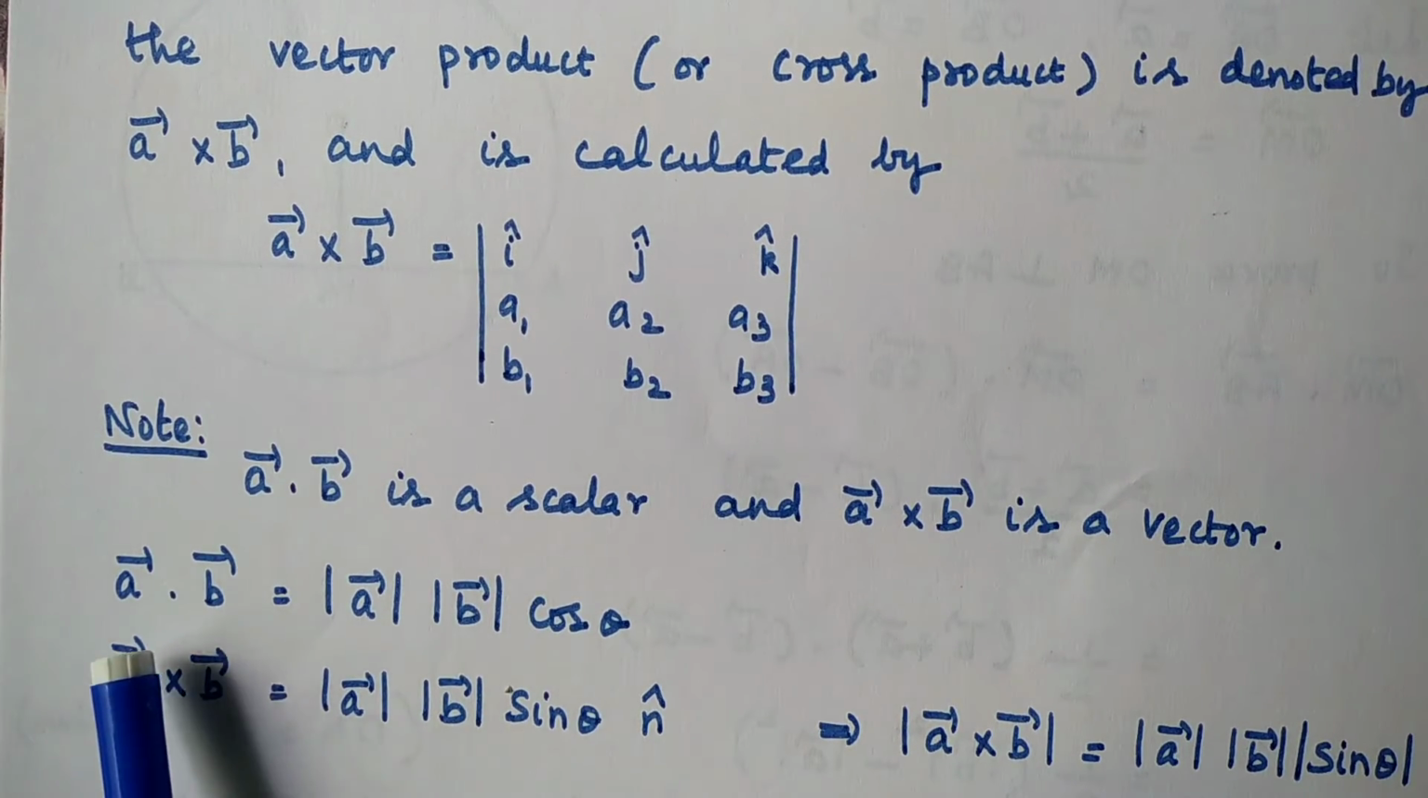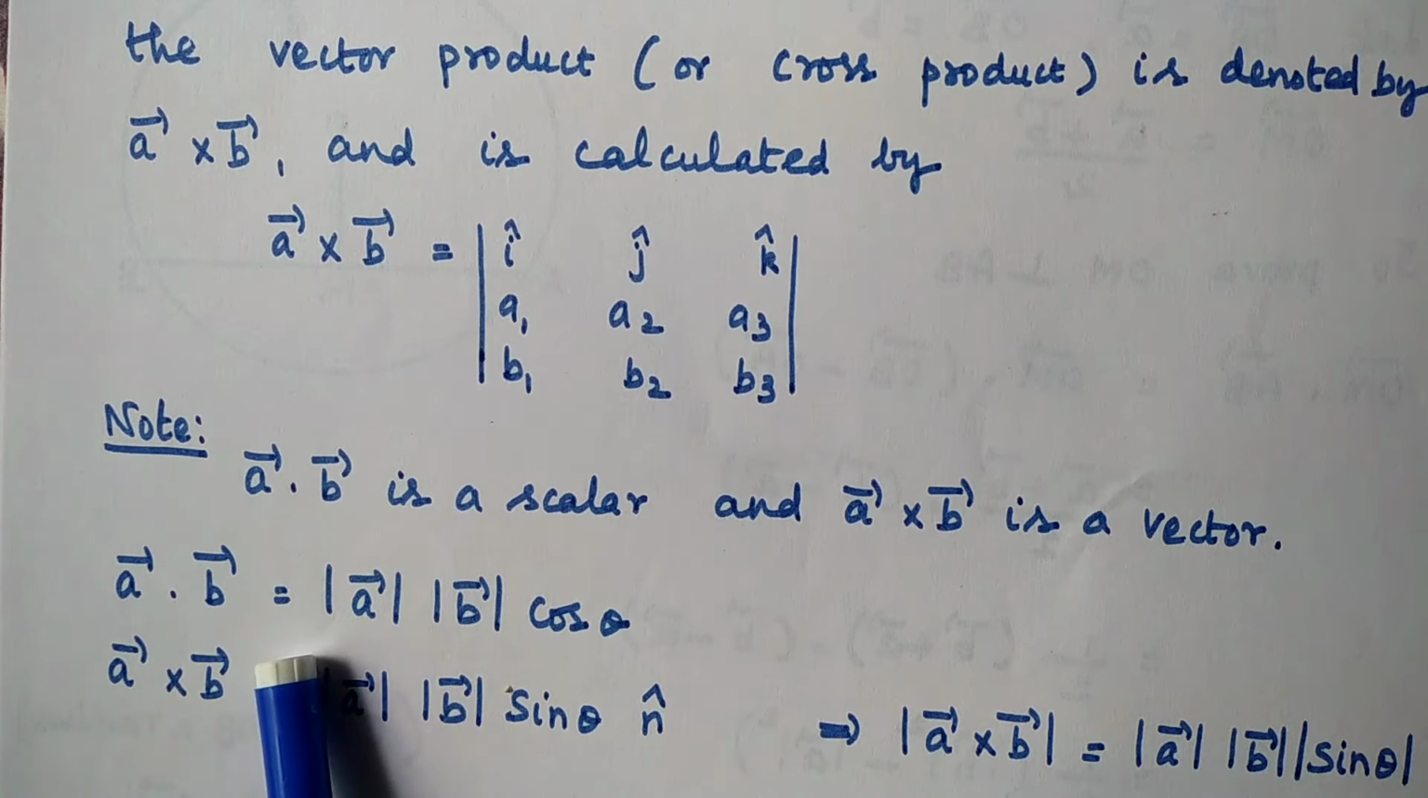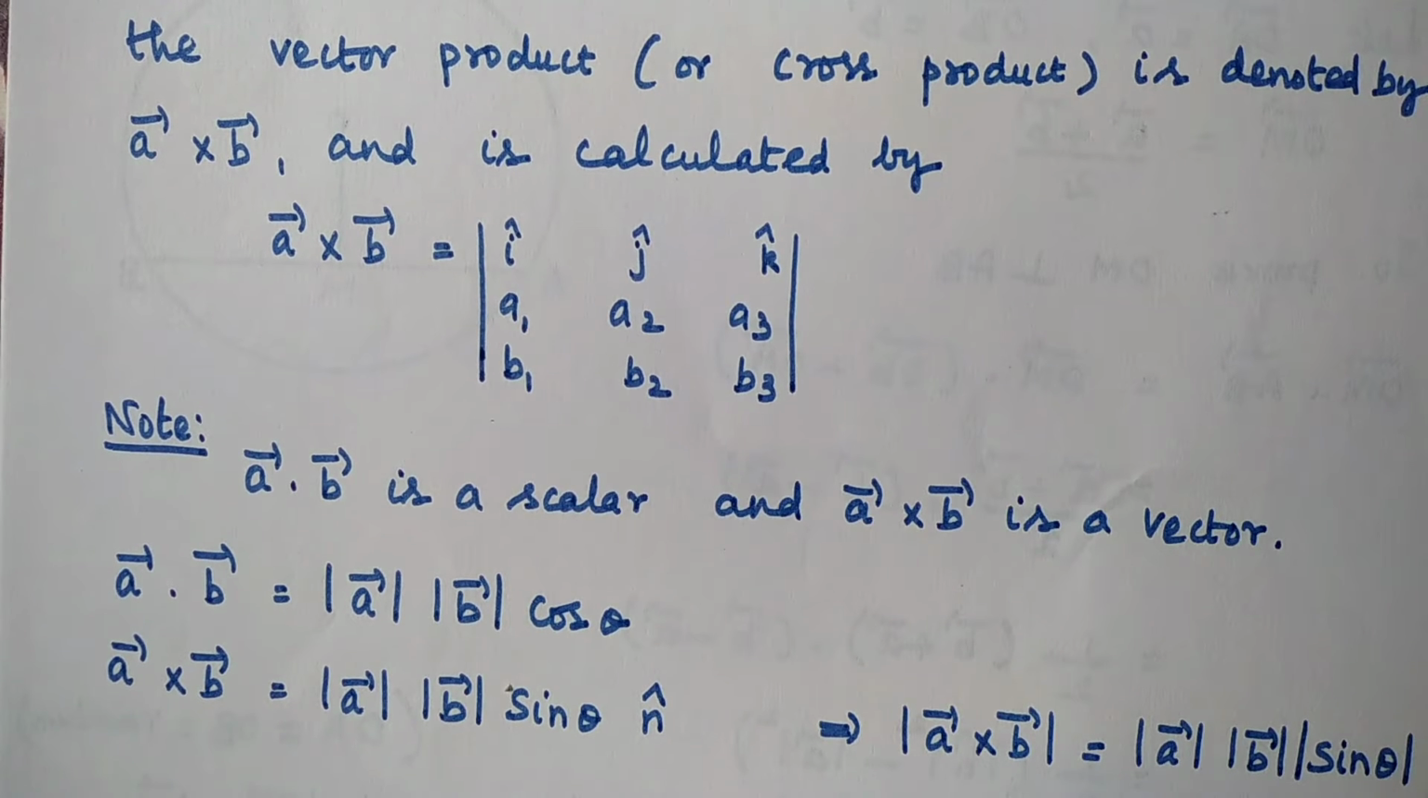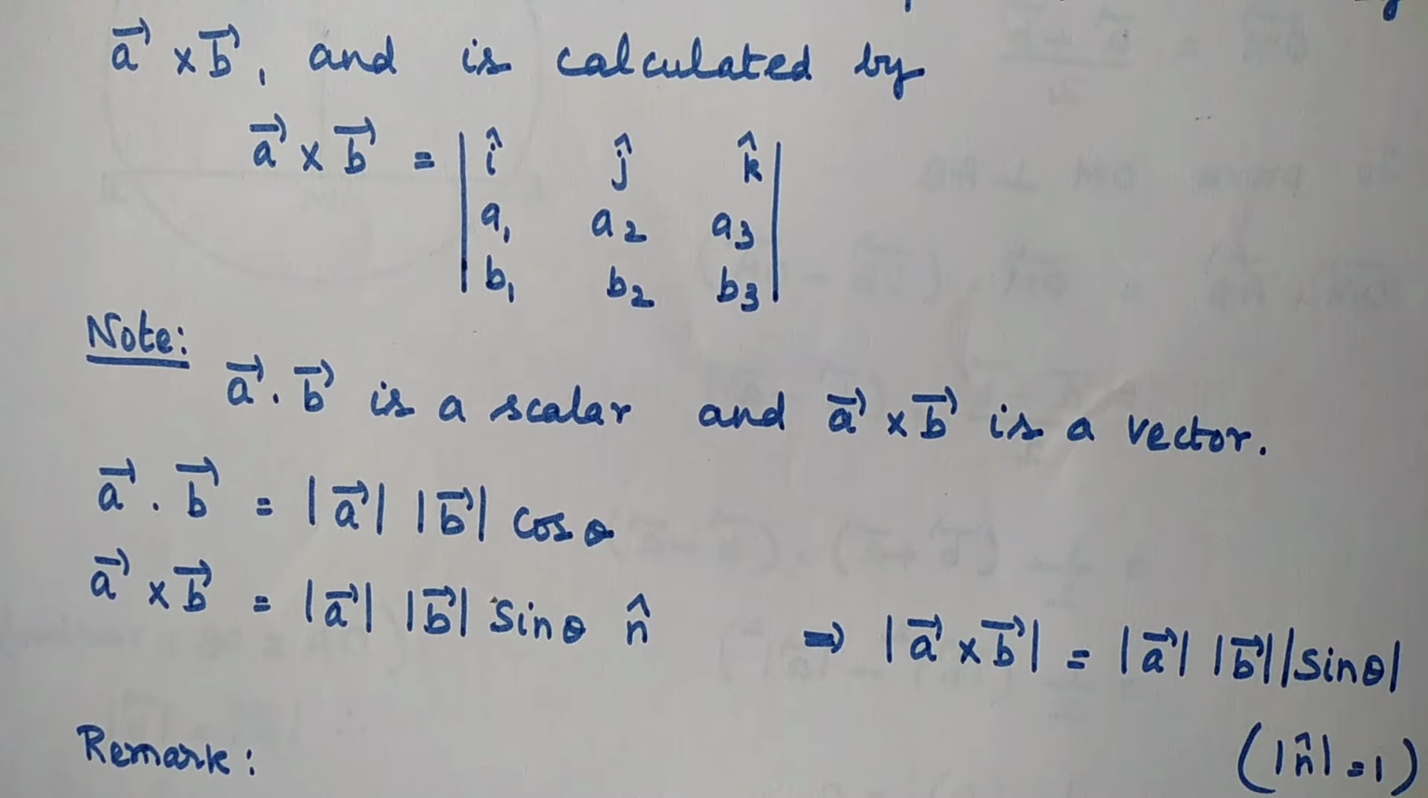Definition of dot product. a vector dot b vector equal to modulus of a vector, modulus of b vector into cos theta. a vector cross b vector equal to modulus of a vector, modulus of b vector, sin theta into n cap. n cap is the unit vector perpendicular to both a vector and b vector.